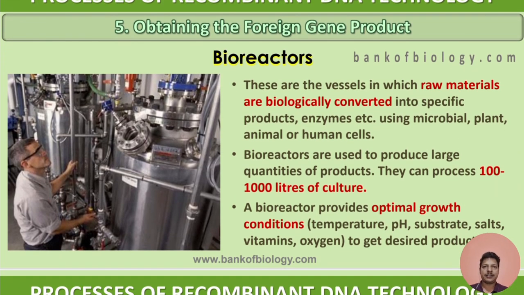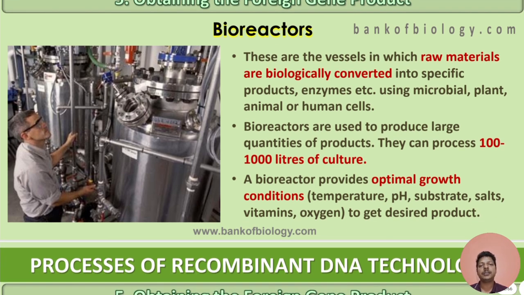Then bioreactors. These are the vessels in which raw materials are biologically converted into specific products, enzymes, etc. using microbial, plant, animal or human cells. Bioreactors are used to produce large quantities of products. They can process 100 to 1000 liters of culture. A bioreactor provides optimal growth conditions, that is temperature, pH, substrate, salt, vitamins, oxygen to get the desired product.